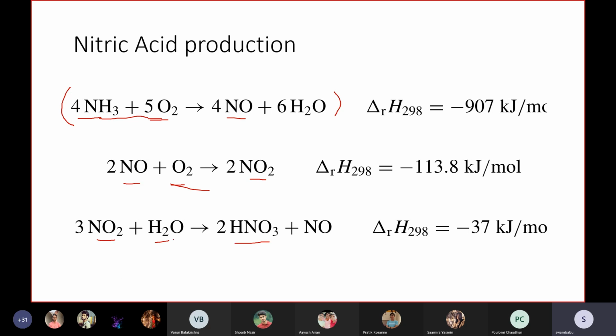Whenever we have a reaction with water, that can be done in the absorption tower itself. Whenever we have water as one reactant, that reaction can always be done in a simple absorption column.